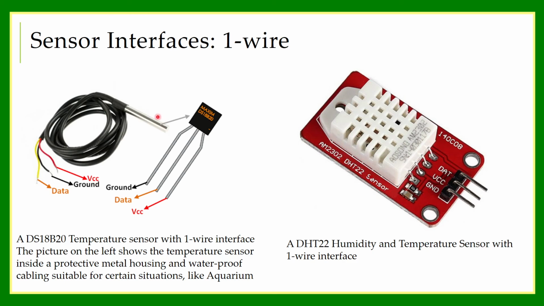This protective metal jacket and the rubber sheath prevent the sensor from getting short circuited. This is called a DS18B20 temperature sensor. This is a one wire communication device. Similarly, this DHT22 humidity sensor can also sense the temperature as well. So it also has a single output line, or data line.